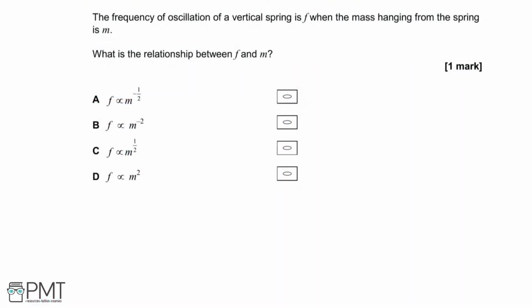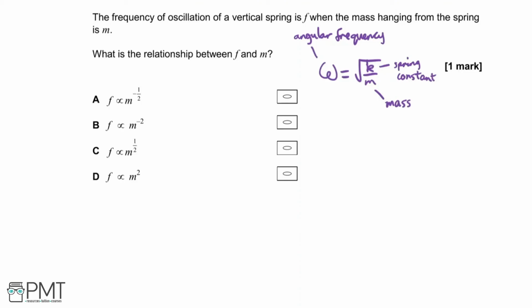The frequency of oscillation of a vertical spring is F when the mass hanging from the spring is M. What is the relationship between F and M? The first thing that we need to do is write down the equation for the angular frequency of a mass spring system. So the angular frequency omega is equal to the square root of the spring constant divided by the mass. Now instead of angular frequency, let's use the normal frequency F. So we're getting closer there to that relationship between F and M. You'll notice it's still locked within that square root with the k.